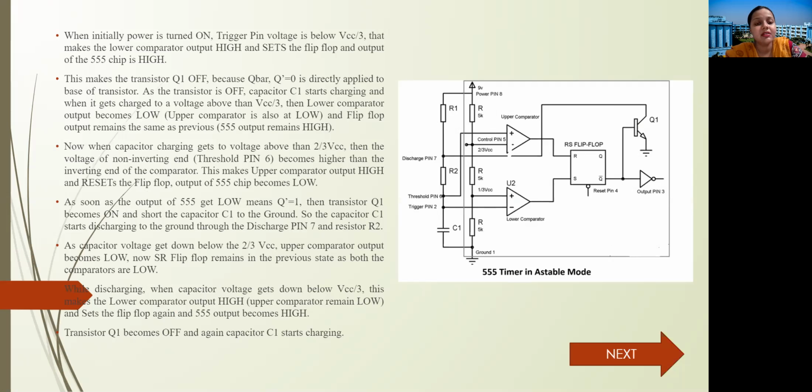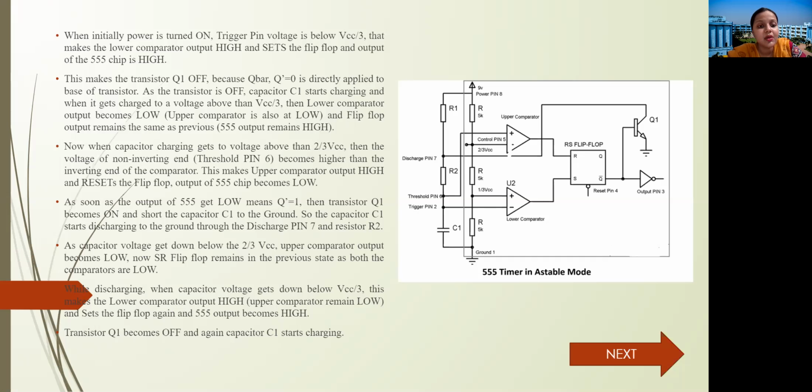This makes the transistor Q1 off because Q bar is 0 and it's directly applied to the base of the transistor. As the transistor is off, capacitor C1 starts charging. When it gets charged to a value higher than 2/3 VCC, the voltage of the non-inverting end becomes higher than the inverting end of the comparator. Thus, the upper comparator output will be high and reset the flip-flop, which makes Q bar 1.